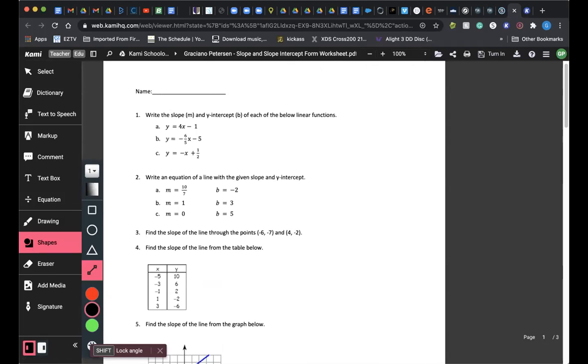Mr. G, are some of these problems like this going to be on the CASAS test? So yeah, there's going to be a couple questions where you have to identify slope. It's probably not going to be quite as in depth as what we just did with that last example, but you are going to have to be able to identify slope and be able to graph. Well, not be able to physically graph because you can't graph on the CASAS test, but identify the parts of a graph. Okay. Yep.